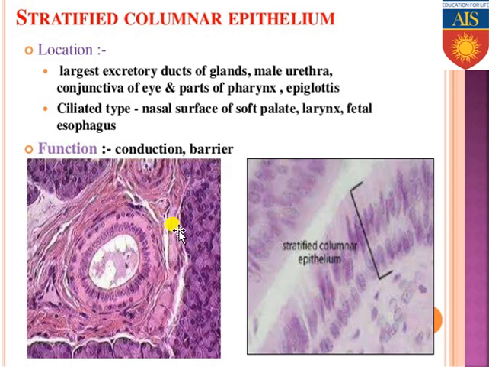And there are some specific types of columnar epithelial cells which are ciliated. I have told the first one, that is the columnar epithelial tissue which is present in the largest excretory duct of the gland, male urethra, conjunctiva, those are non-ciliated type. Now we are just talking about the ciliated type. They are present in the nasal surface of the soft palate, they are present in the larynx region, they are present in the fetal esophagus region. So these are the locations where the ciliated type of stratified columnar epithelial tissue is present. And the previous one is the stratified columnar epithelial tissue which is non-ciliated. Function: they are responsible for conduction and barrier.